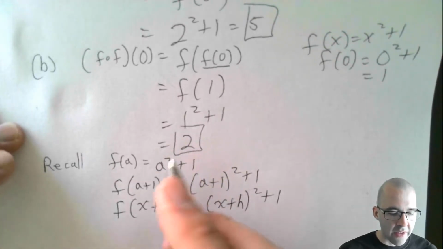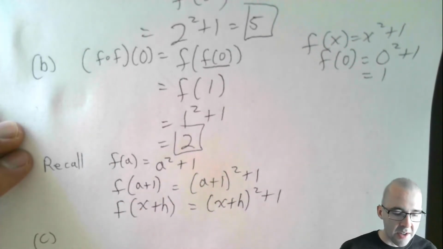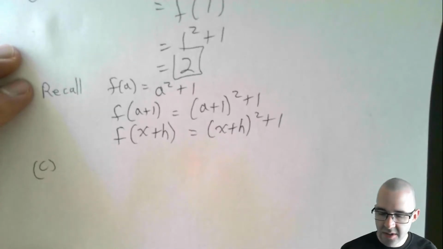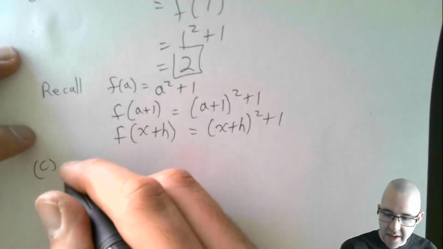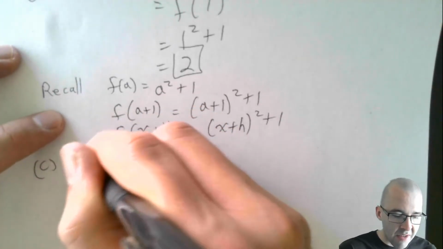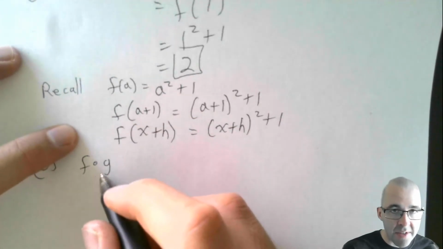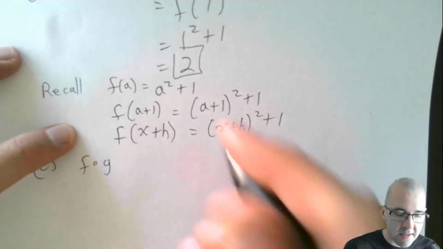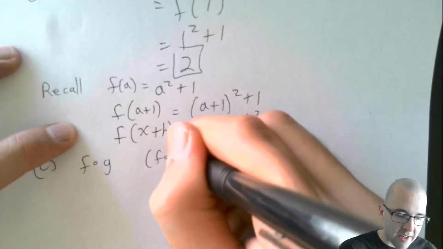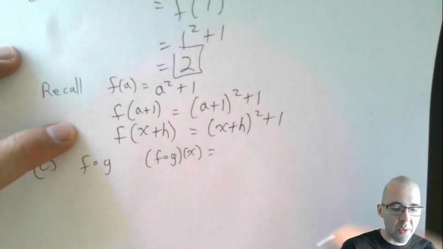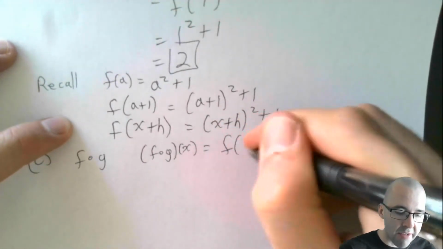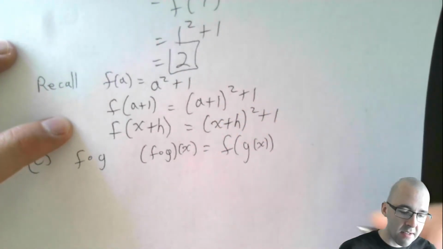We need to incorporate this into these definitions. All right, so what we've got here is part C. What is f of g? You go off the side, remember f of g is the same thing as f of g of x. Okay, we need to find f of g of x. Well, using the definition, that is just f of g of x.